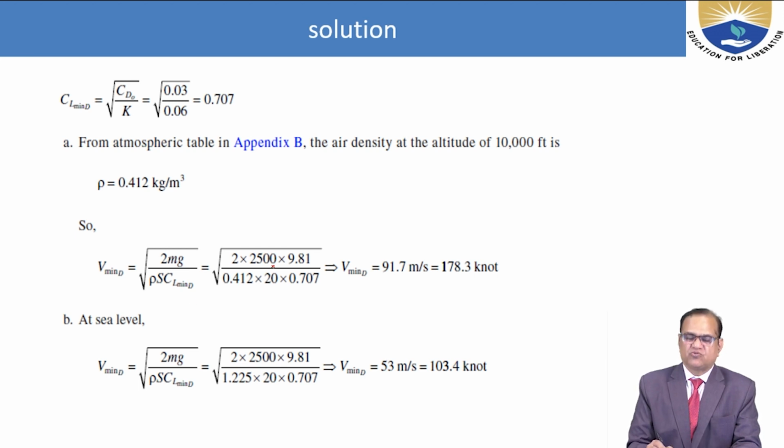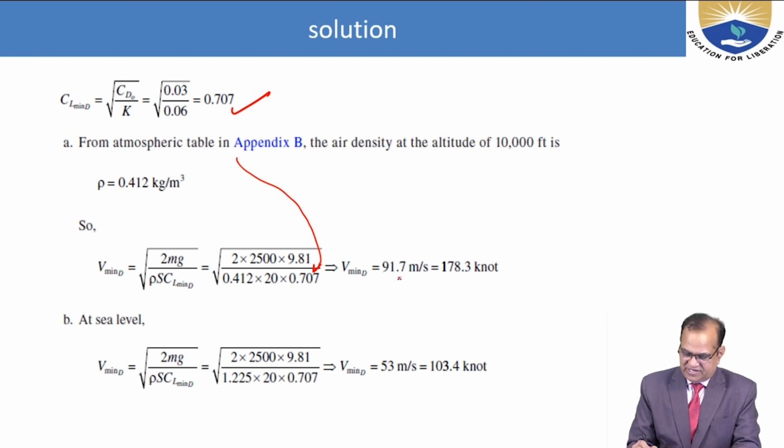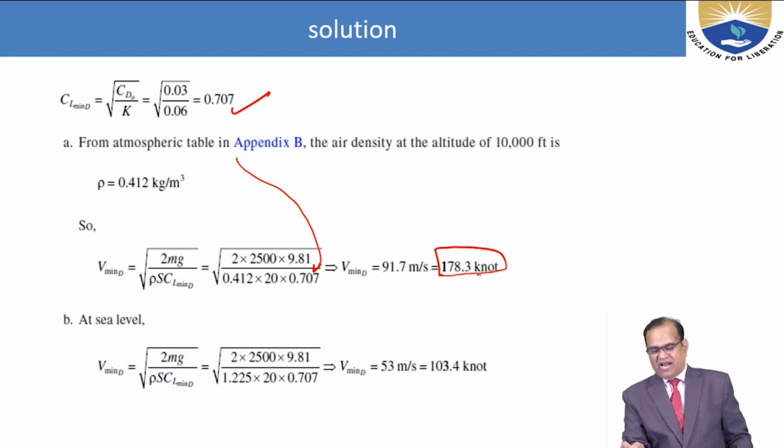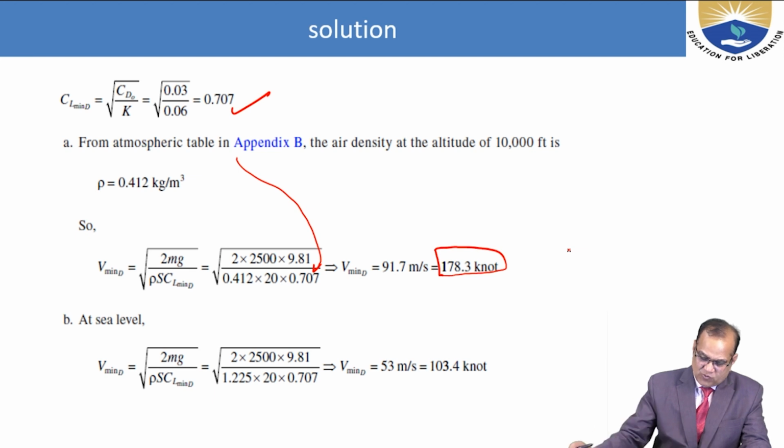2 into mass, which is 2500, into 9.81, divided by rho, which is 0.412, into 20 into 0.707, which we have got from here. We have put this value. So we got V minimum drag as 91.7 meter per second or 178.3 knots. So this is the minimum drag speed at which the aircraft is flying. That is case 1.